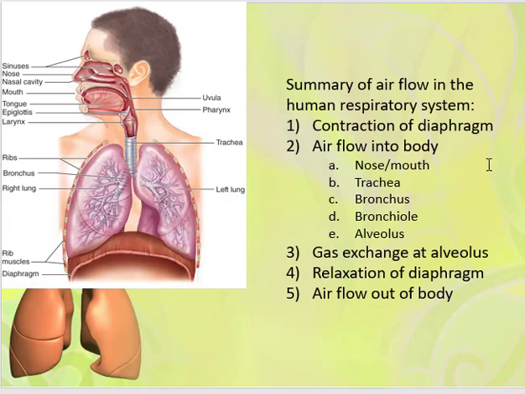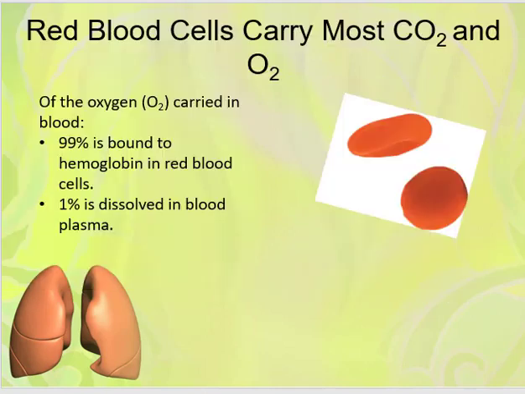Summary of airflow: contraction of diaphragm. Air flows into the body: nose, mouth, trachea, bronchus, bronchiole, and alveoli. Gas exchange at the alveolus, relaxation of the diaphragm, and then air flows out of the body. Red blood cells carry most carbon dioxide and oxygen. There is a little dissolved as a solute in the blood.